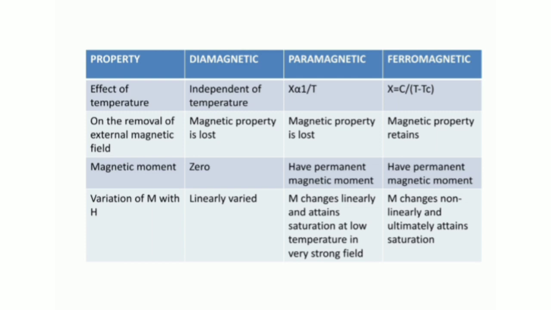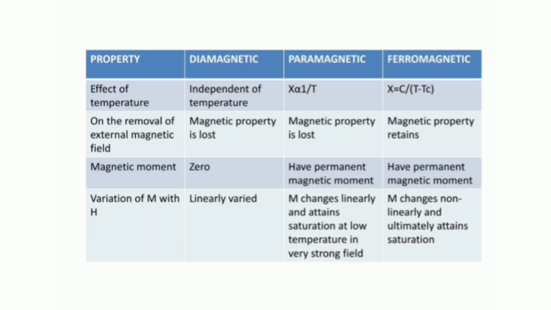When we remove the external magnetic field from this material, diamagnetic material will lose its magnetic property. Paramagnetic material also will lose its magnetic property, but ferromagnetic material can retain its magnetic properties. So, permanent magnets are made by using ferromagnetic materials. Now, magnetic moment. For diamagnetic it is 0. For paramagnetic it has a permanent magnetic moment, and for ferromagnetic also it has a permanent magnetic moment.